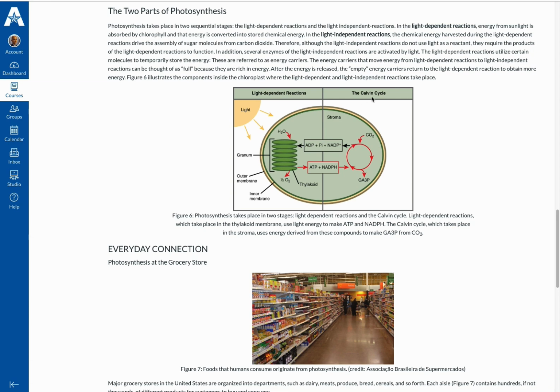And then that goes to the Calvin cycle to fixate carbon dioxide and generate our glyceraldehyde 3-phosphates, which are used to make glucose. And then those oxidized ATP and NADPH go back into the thylakoids to be reduced again, and the cycle continues and continues.